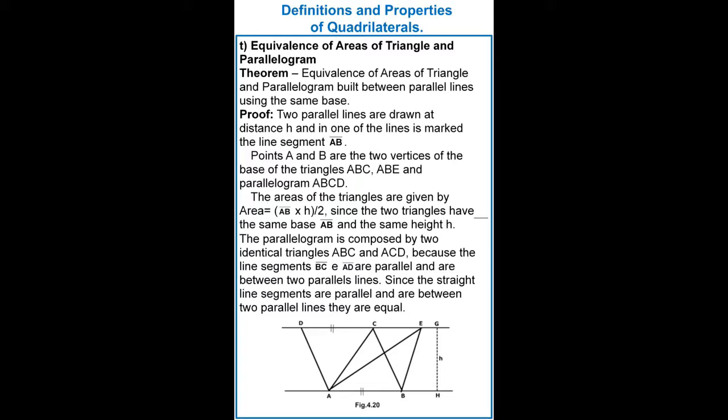Points A and B are the two vertices of the base of the triangles ABC and ABE, and also of the parallelogram ABCD. The areas of the triangles are calculated by multiplying the dimension of the straight line segment AB by the straight line segment AG divided by 2. The parallelogram is formed by two identical triangles, ABC and ACD, since the straight line segments BC and AD are parallel, and they are between two parallels, making them equal.